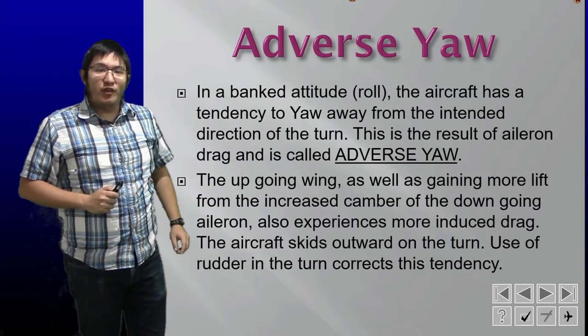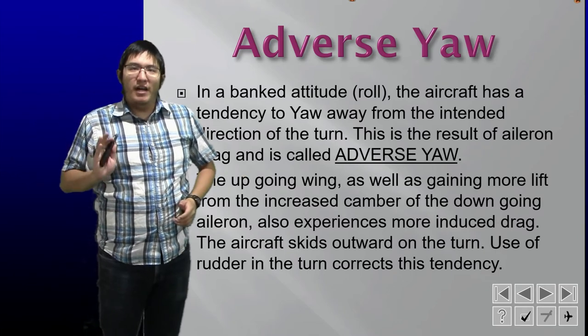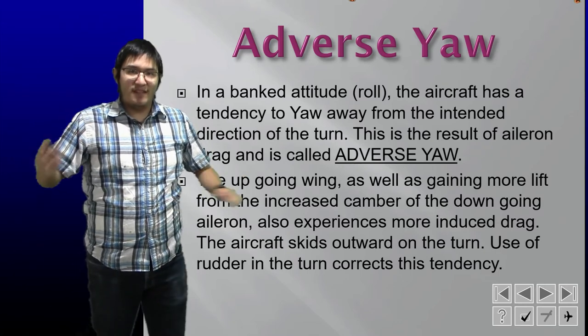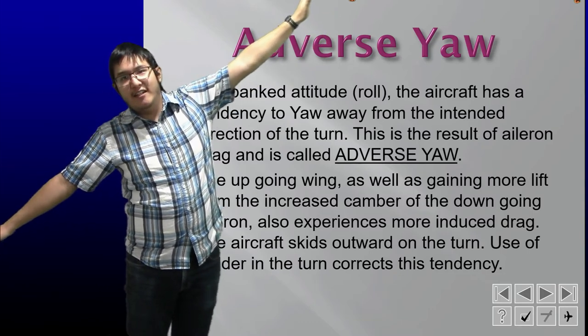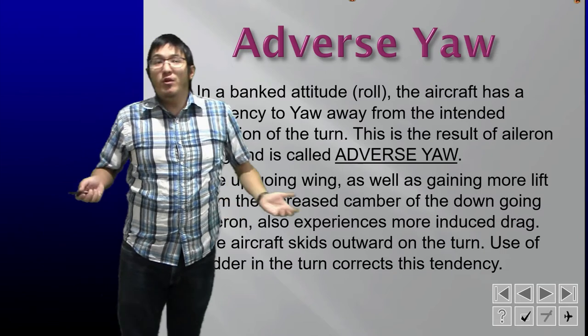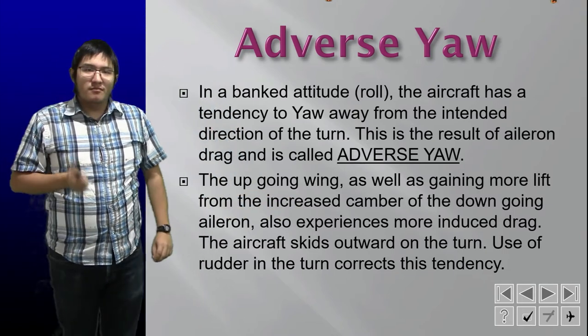In order to correct for this, all we do is apply a little bit of rudder. So let's say we're turning to the right, we apply right rudder, and we will yaw to the right where we want to go, essentially.